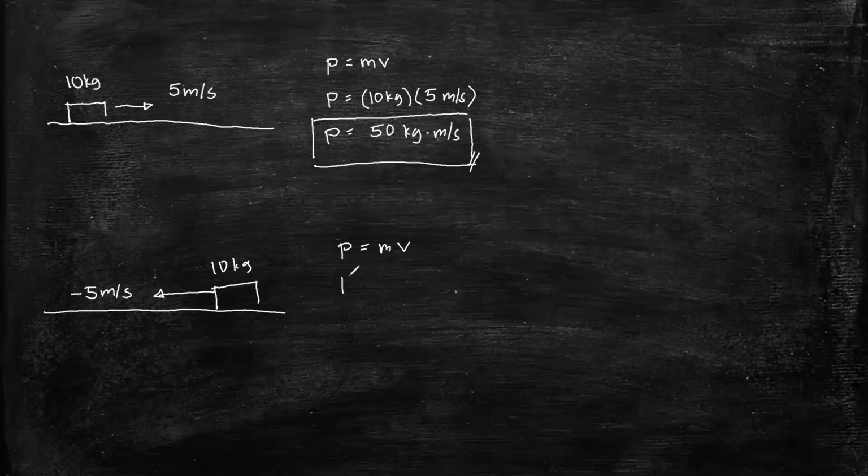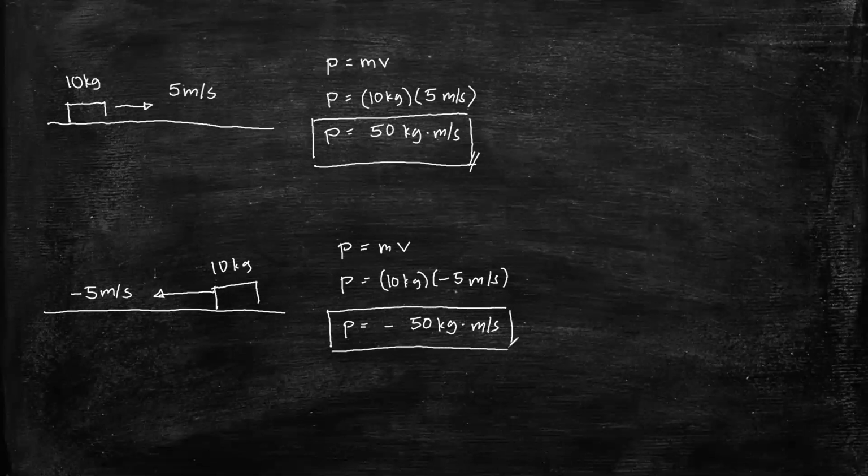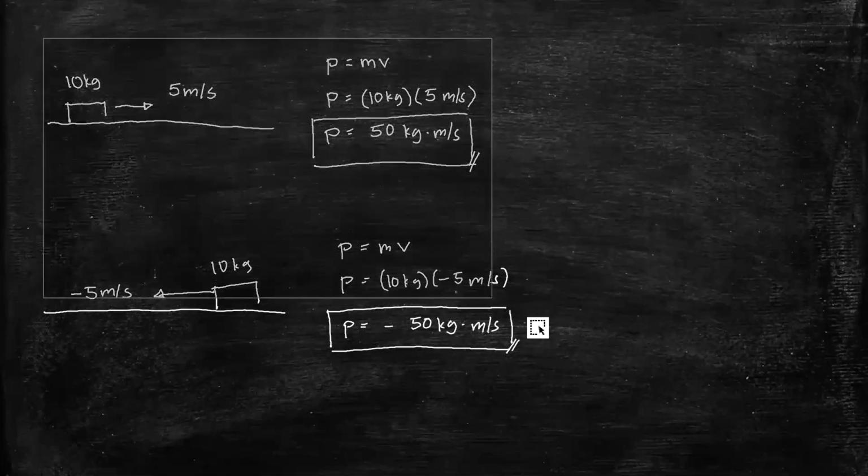Therefore, our momentum now is equal to 10 kilograms multiplied by negative 5 meters per second. Therefore, our momentum is equal to negative 50 kilogram meter per second. So it's very important to take note that momentum is a vector quantity. Okay, so let's proceed now with another example problem.